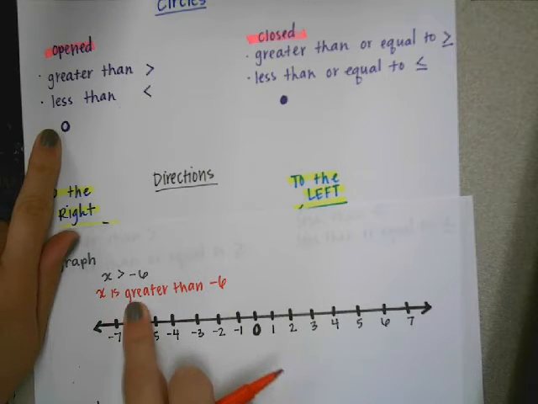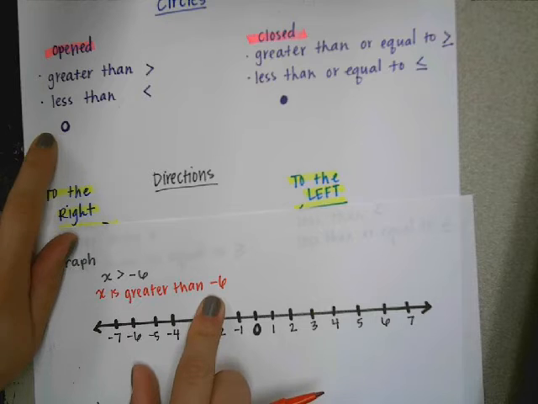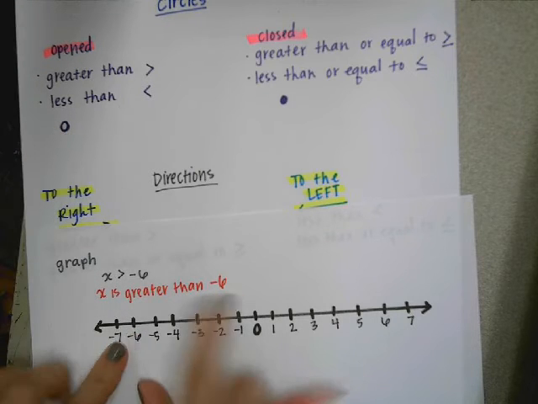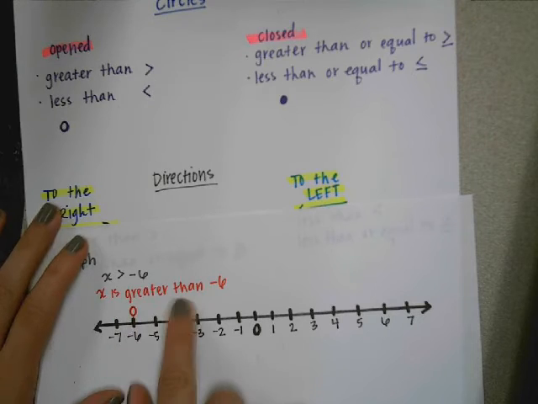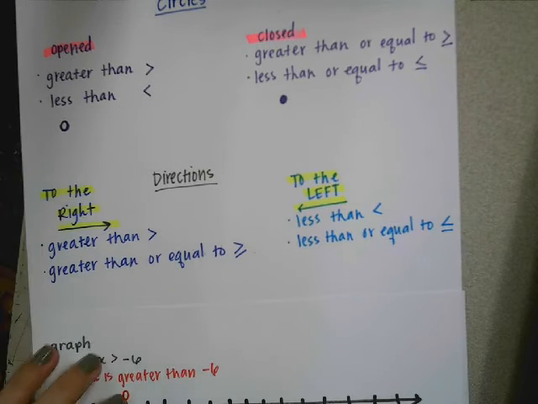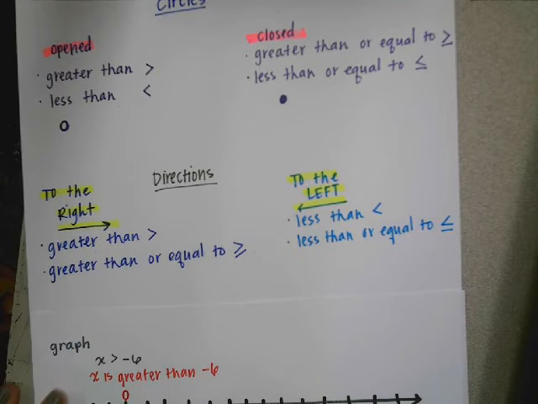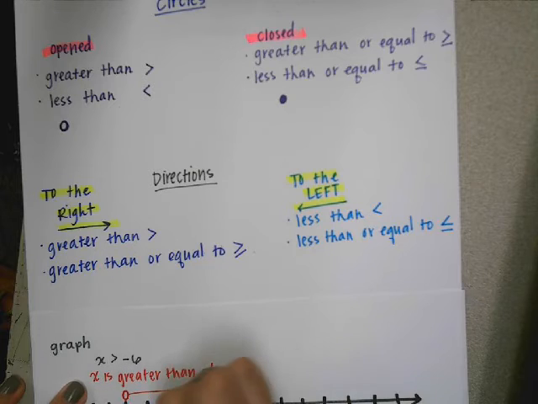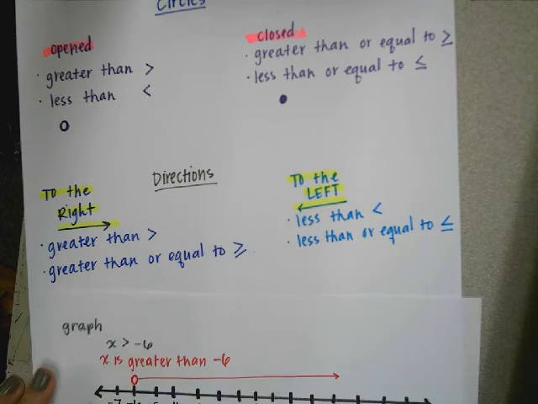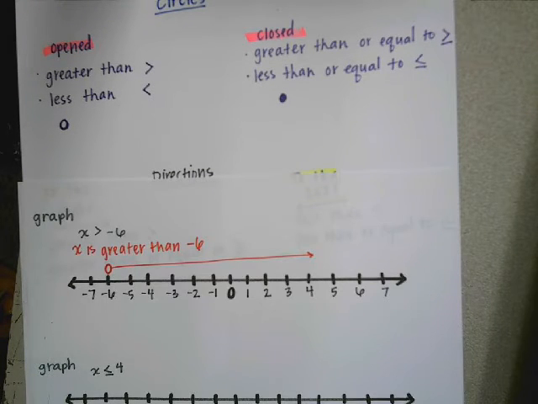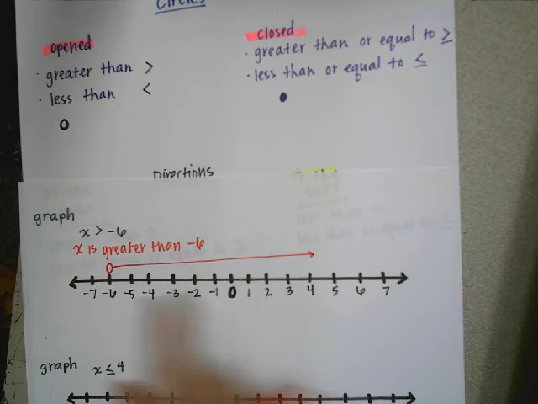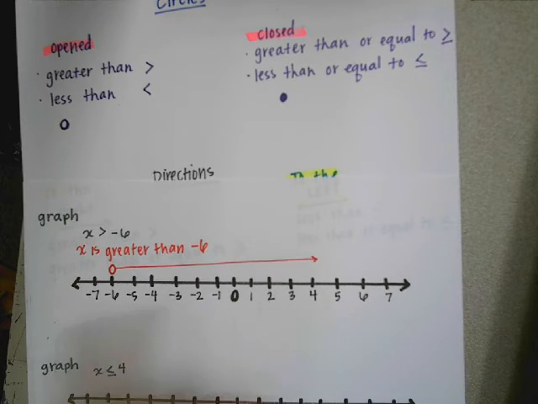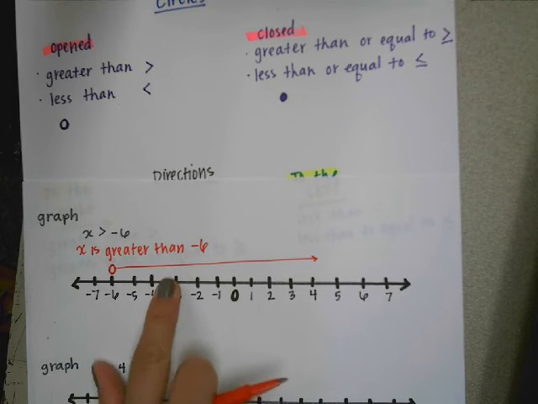That's the first thing. There's no "or equal to." So I'm going to find -6, and I'm going to put an open circle there. Now I know that it says greater than. So on my list here, greater than tells me it's going to go to the right. So all of these are greater than -6. So -5 is greater than, 2 is greater than, 4 is greater than, 0 is greater than. So this is how I would graph x is greater than -6.